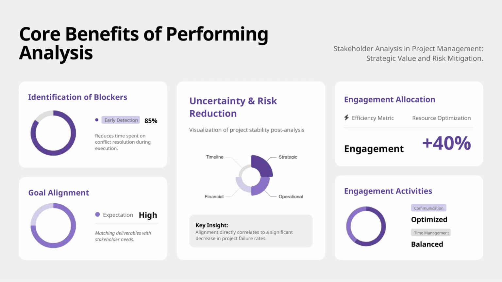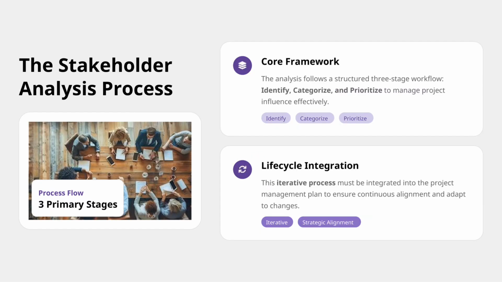The stakeholder analysis process follows a three-stage workflow: identify, categorize, and prioritize. This slide shows how that structured approach becomes part of the project lifecycle. So analysis is not a one-time task, but an iterative practice that adapts as relationships, risks, and priorities shift during delivery.